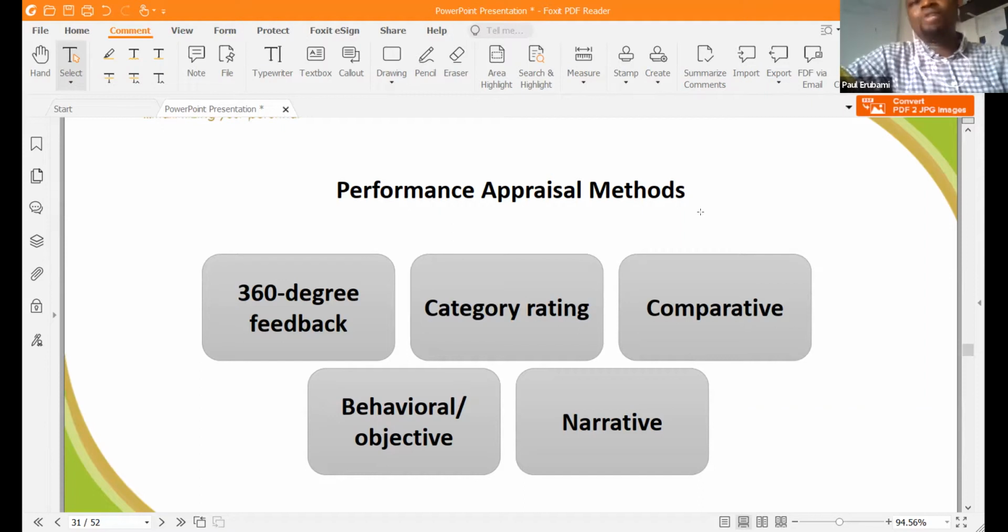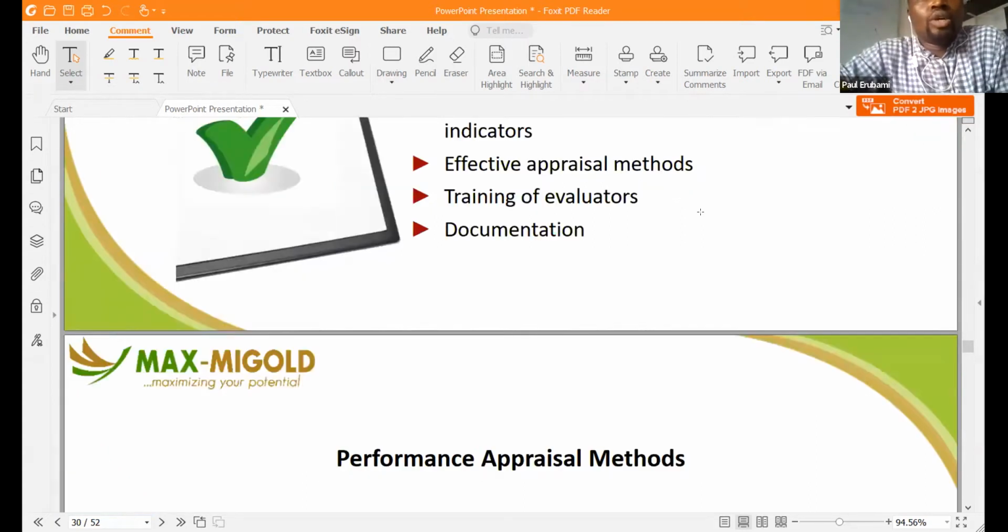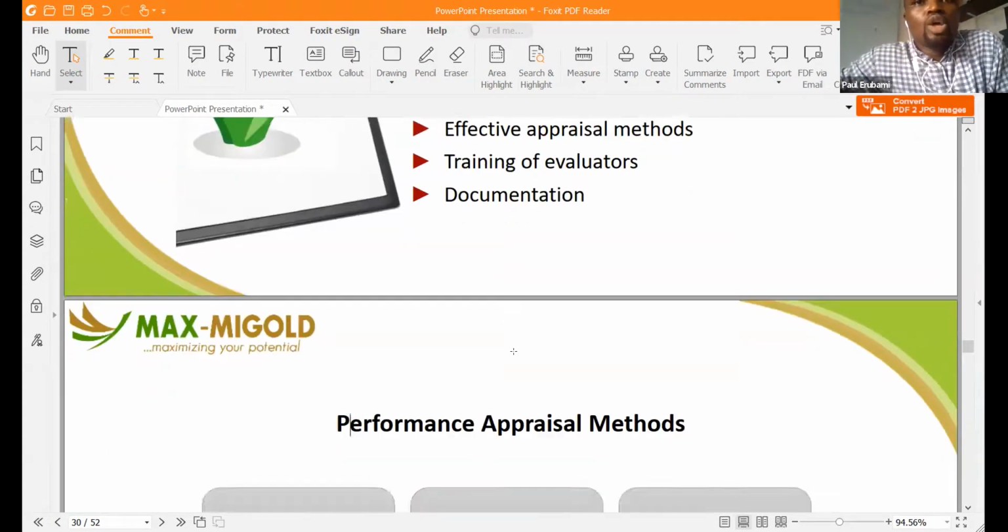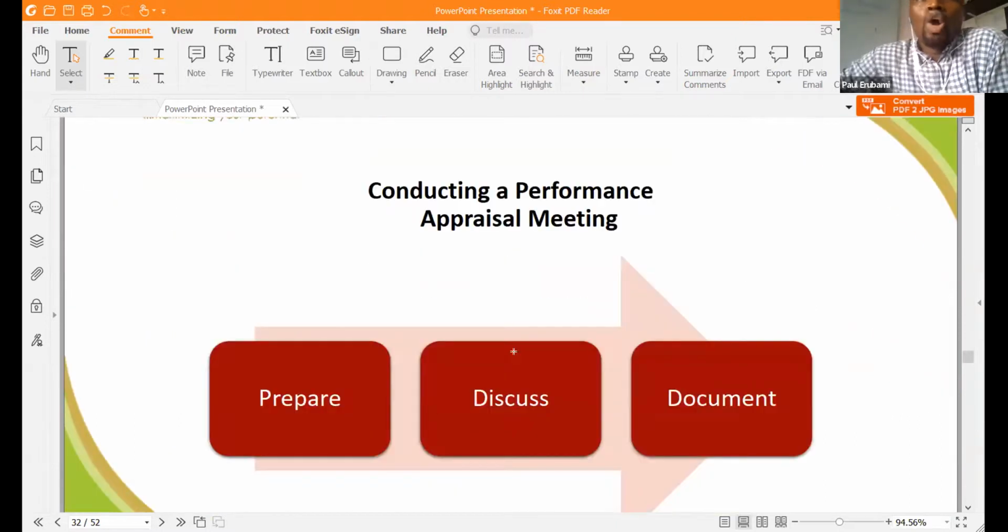So basically, we have these 5 appraisal methods, and different organizations adopt either of these methods. Some can adopt a particular method, some can combine methods based on their organization's needs. So moving forward, conducting a performance appraisal meeting. Basically, we have three processes or phases when you are conducting an appraisal meeting.